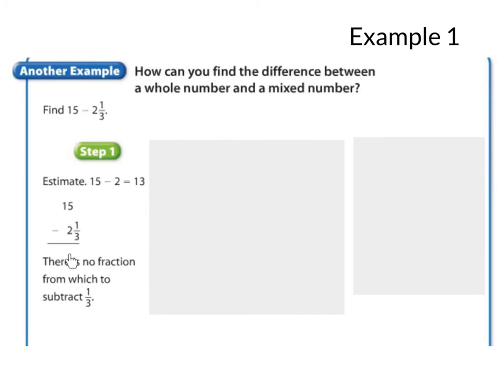So when I try to line this up, I try to do fractions first. But I can't. I can't take 1/3 from nothing. So I'm going to need to split up this 15 so that there is a fraction to subtract from. Remember how we borrowed pizza on the first example? Well, we're going to need to borrow again from these 15 whole pizzas so that we have some slices.